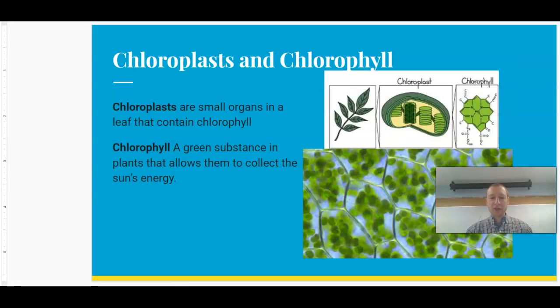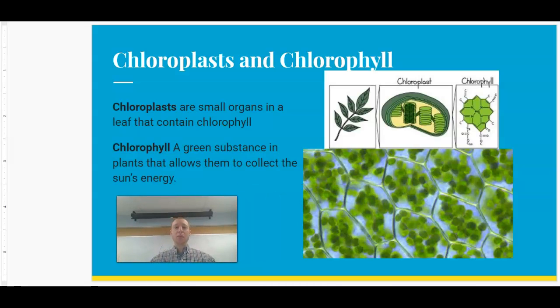Now, in order for plants to make glucose, they've got to absorb the sun's energy. How do they do that? Well, they use these things called chloroplasts and chlorophyll. So chloroplasts are small organs in a leaf that contain chlorophyll, and then chlorophyll is a green substance in plants that allows them to collect the sun's energy. So if we have a leaf here, inside this leaf, we have all these microscopic chloroplasts, these organs, right? And inside of those organs, you see all these little green discs. Those are the chlorophyll.